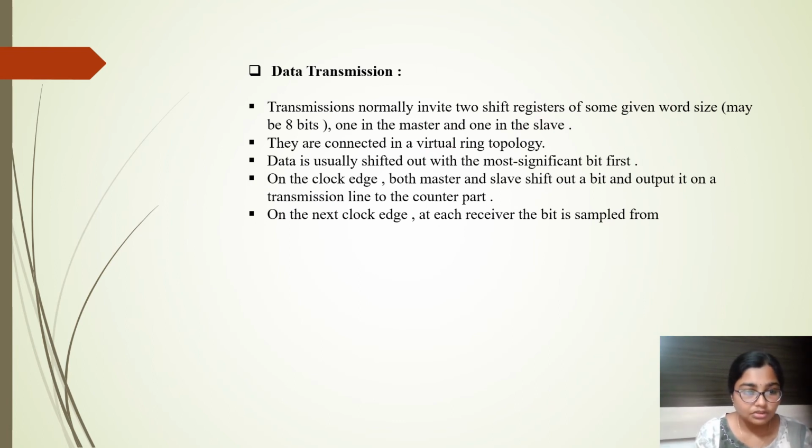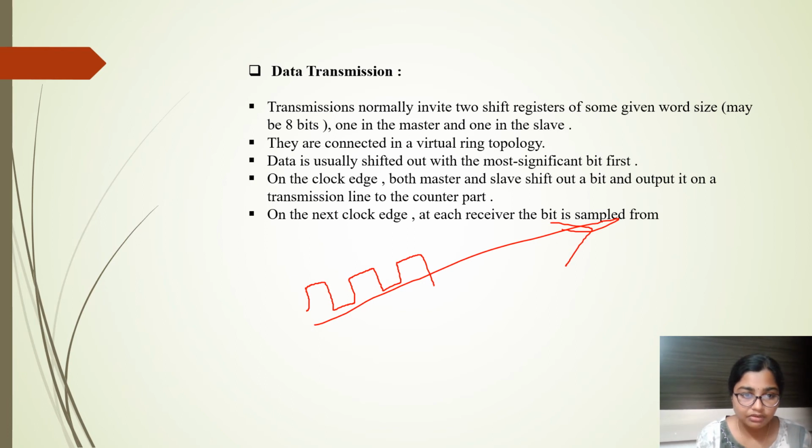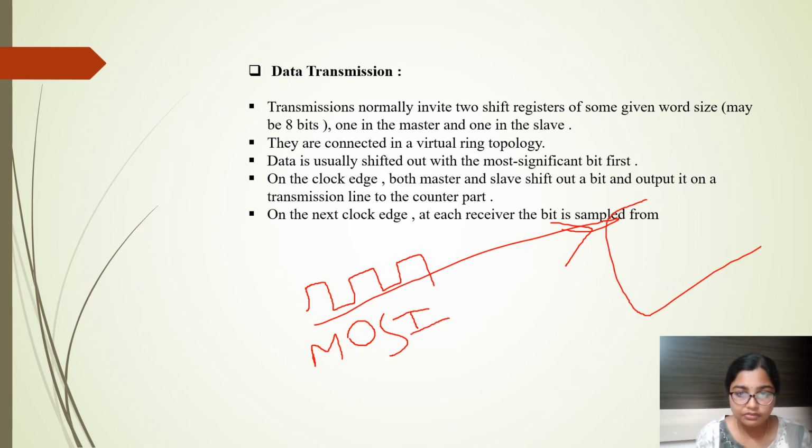So data transmission. As we have seen in the earlier diagram, the data transmission takes place between two shift registers. The clock signal generates the bits and the bits are transferred as a single bit transfer. One bit will be transferred from master to slave. So this is master out, slave in, and the data is received by the slave.